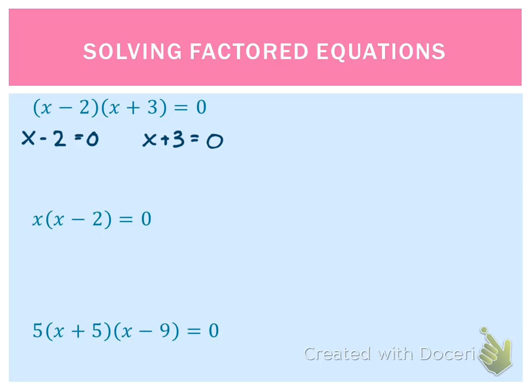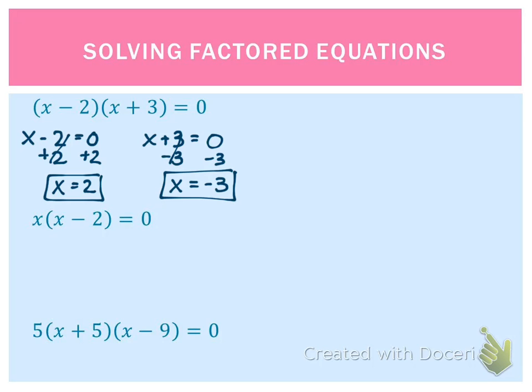All I need to do is solve for x in each one of these, obviously one at a time, and find what x equals. So I'm going to add 2 to this side, and x is equal to 2. There's my first answer. I'm going to subtract 3, x is equal to negative 3. That is all that we are doing in these problems, okay?